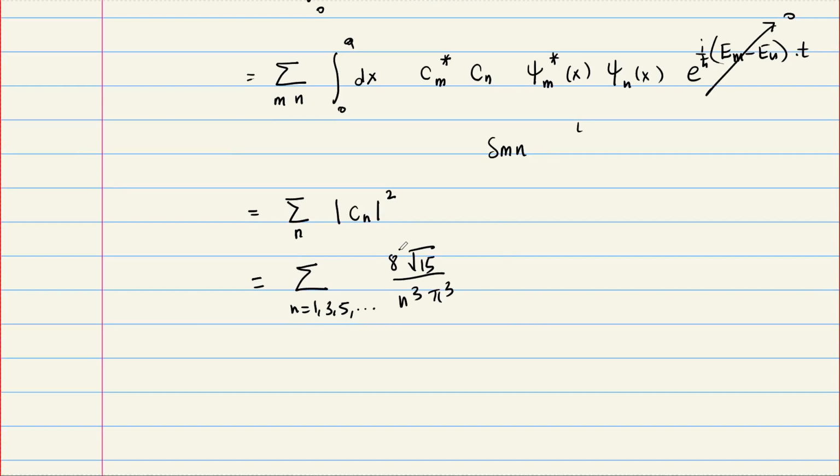Right? I also need to take the square, because this is Cn, and the square of Cn is, so this is 64, this is 15, this is n to the 6, this is pi to the 6. And you can see this is 64 times 15 divided by pi to the 6, and 1, 3, 5, 1 over n to the 6.